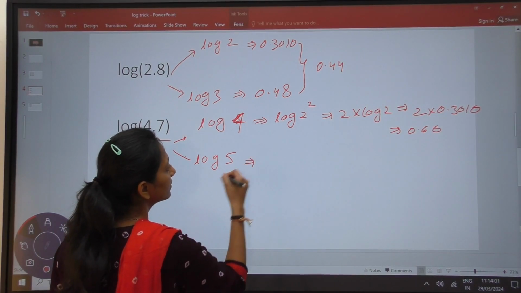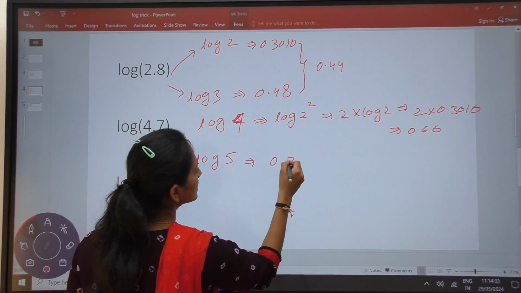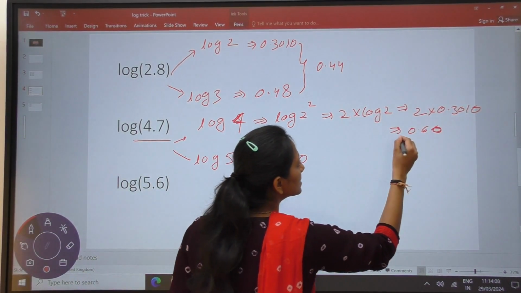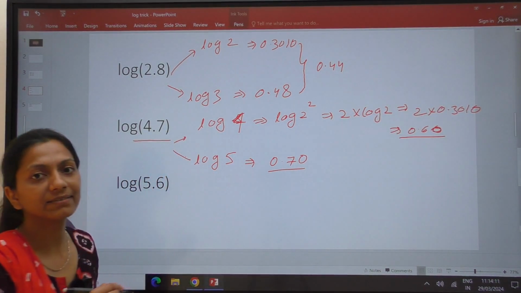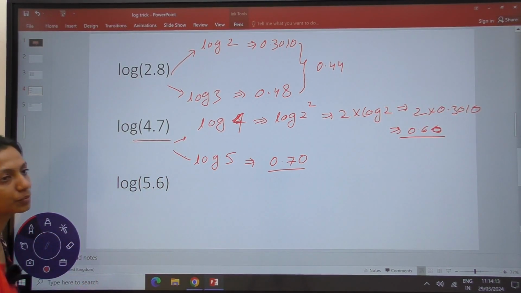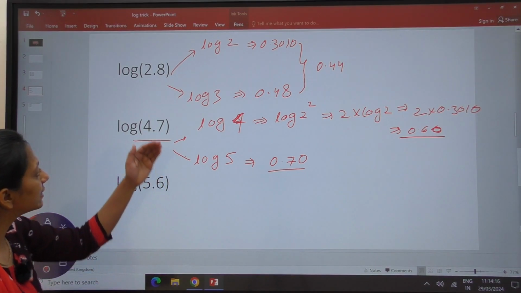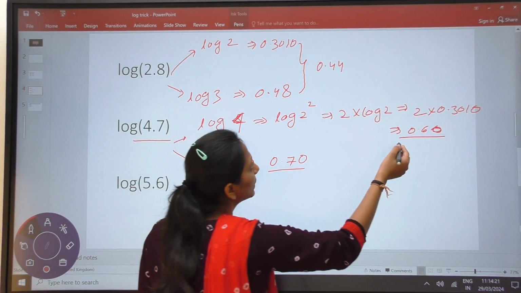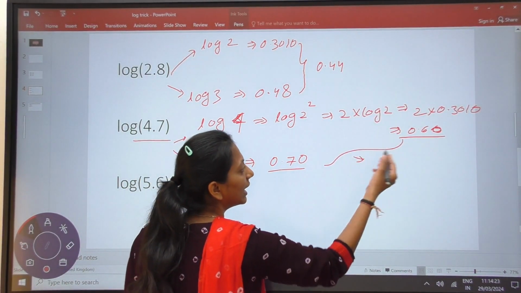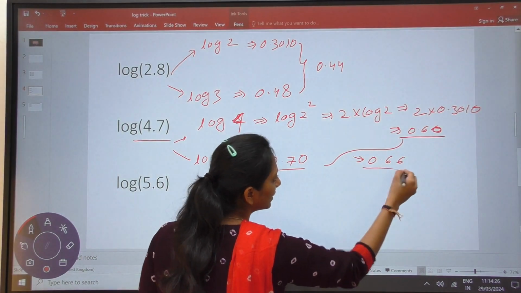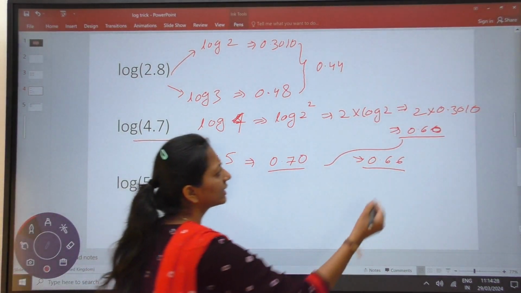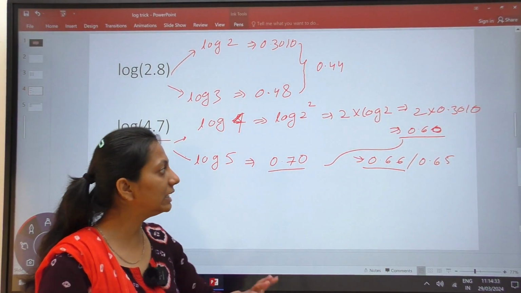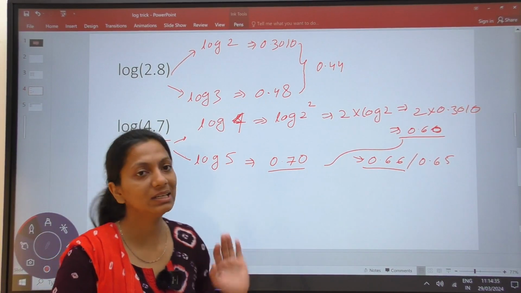And for log 5, what is the value of log 5? 0.70. Okay, so to find the value in between 0.60 and 0.70, we have to find the value of log 4.7. Now in this also you can see 4.7 is closer to your 5. So we will take the in between number for both of these. We will have approximately 0.66. We can take 0.66, or you can even take 0.65. Approx value you can take. You don't need the exact value of log 4.7.